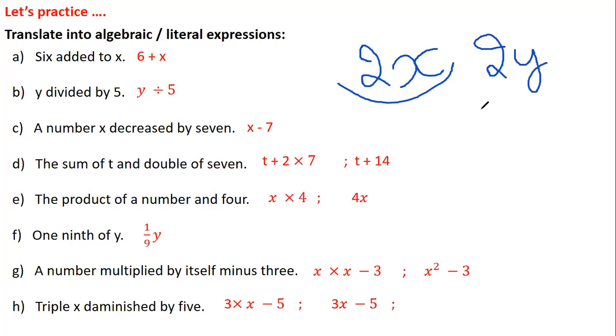Triple b. If I want a triple b, it is 3b. Triple b means 3b. So triple means 3b.